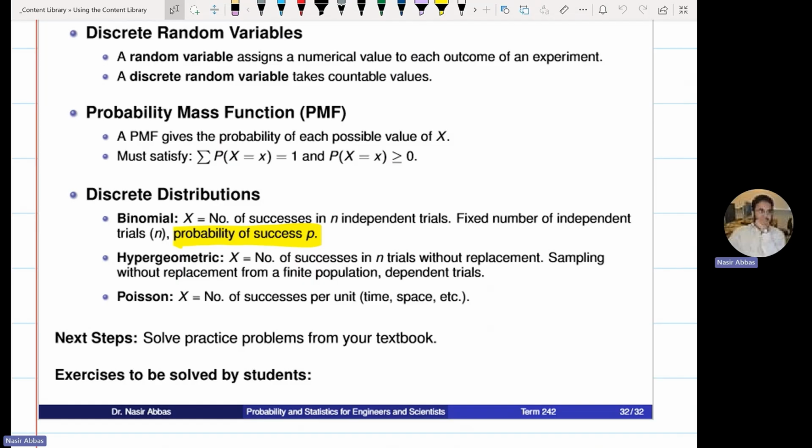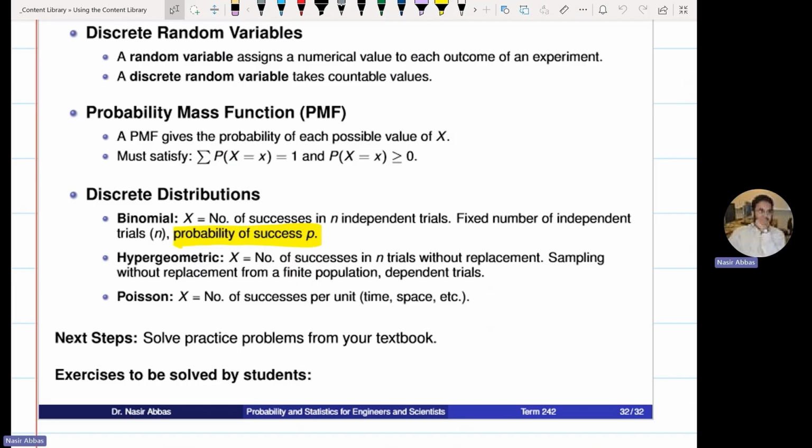Now, this probability mass function can be used for some things. What are those things? Number one, it can be used to find the cumulative distribution function that gives you the less than or equal to probabilities. It can be used to find the mean of a random variable. It can be used to find the variance of a random variable. It can be used to find the standard deviation of a random variable.